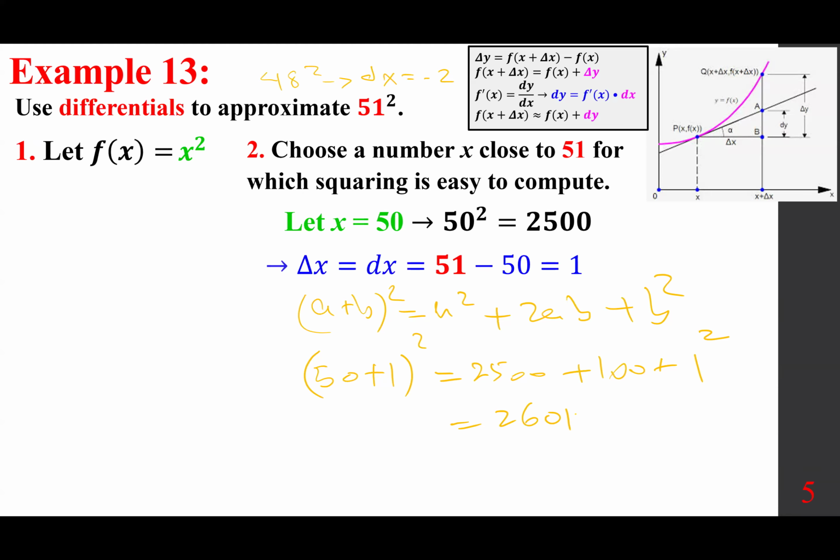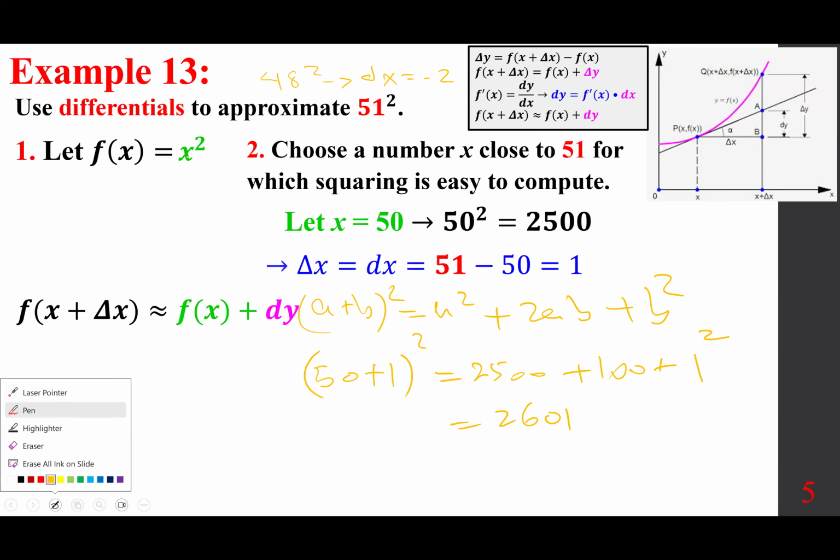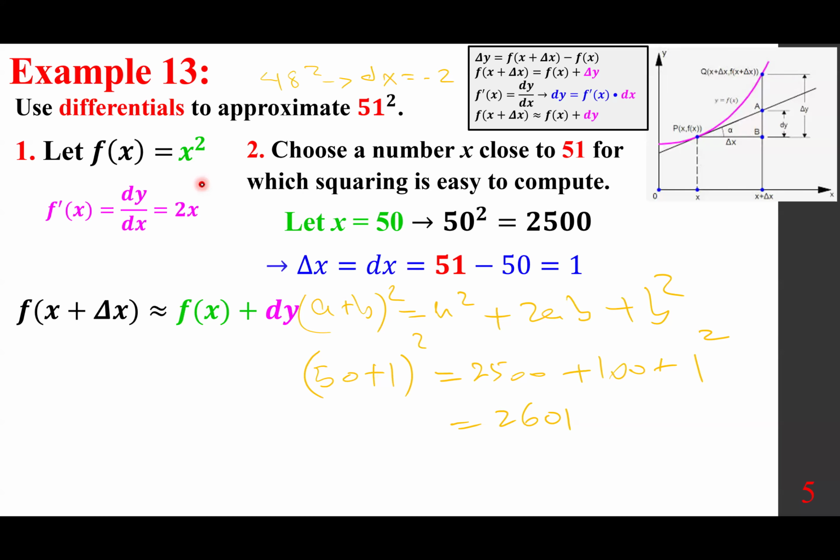So you have an idea what you have, but again, we are going through the process of the differentials, and at this point, f of x plus delta x is simply f of x plus dy. We do have f of x. We are looking for dy. To find dy, first we are going to find f prime of x or dy dx, which is 2x, and dy becomes 2x dx. And now we say, okay, this is x squared. This is 2x dx.